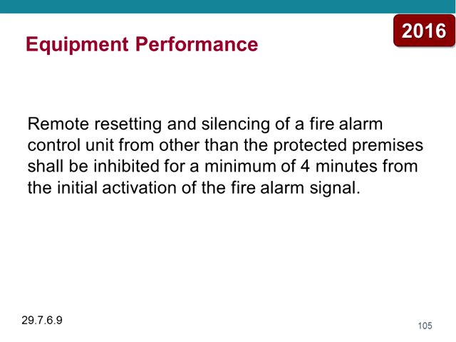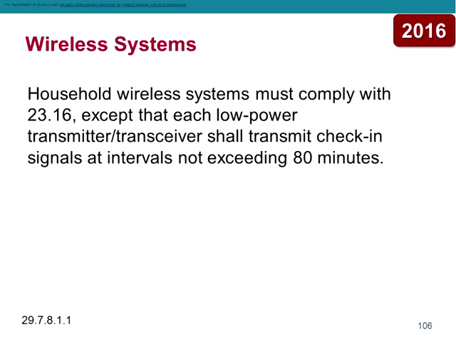Remote resetting and silencing of the fire alarm control unit from anywhere other than the dwelling unit, the protected premises, has to be inhibited for at least 4 minutes from the initial activation of the alarm signal. That's because you're not in the building, you have no idea what's happening, and if you keep hitting reset, you are going to allow people to get killed, and we don't want that to happen. So we inhibit for at least 4 minutes, which should be sufficient to allow people to evacuate. Then you can silence it all you want, but if the house is truly, or the dwelling is truly on fire, it probably won't last much longer than that anyway.